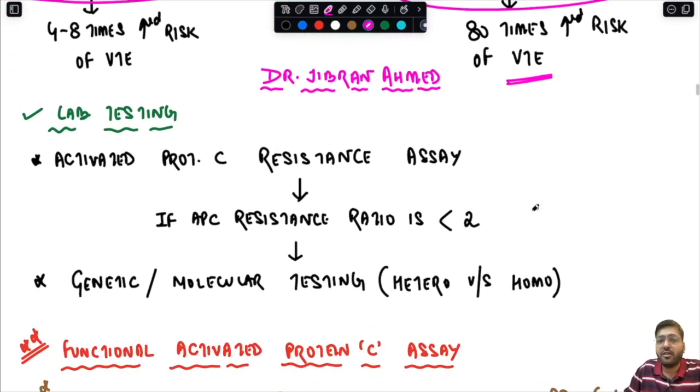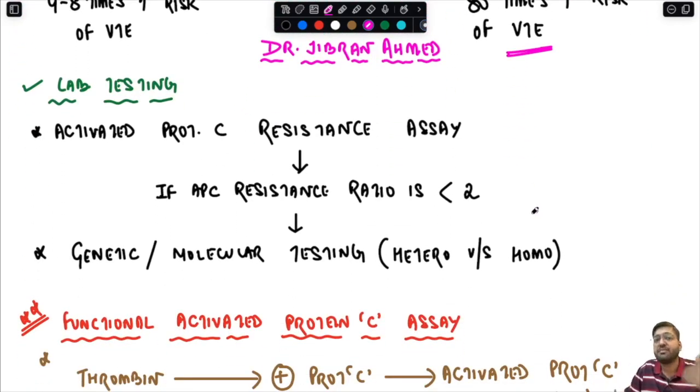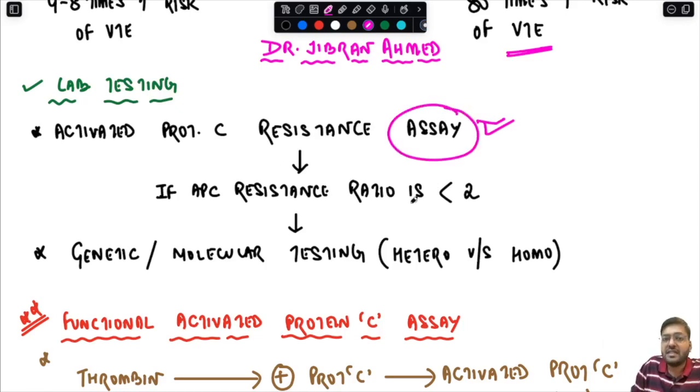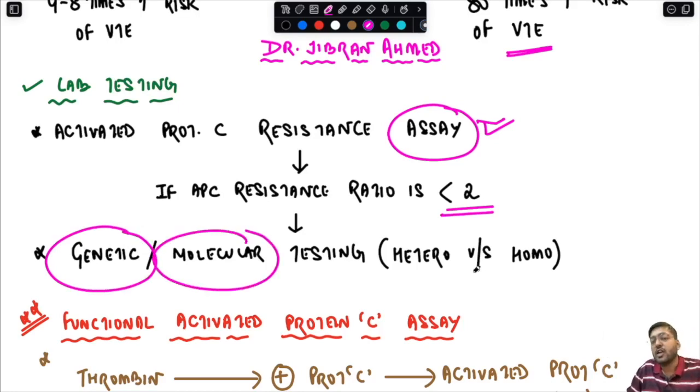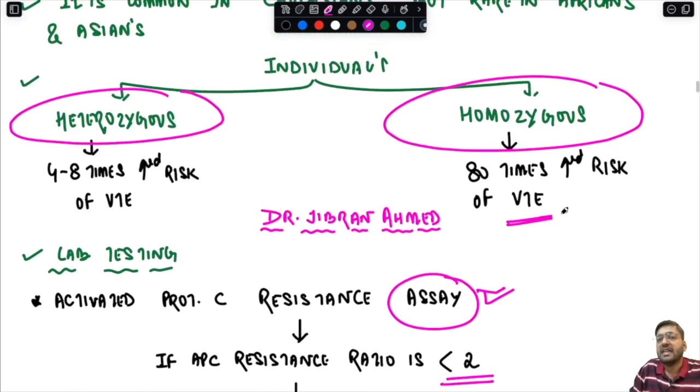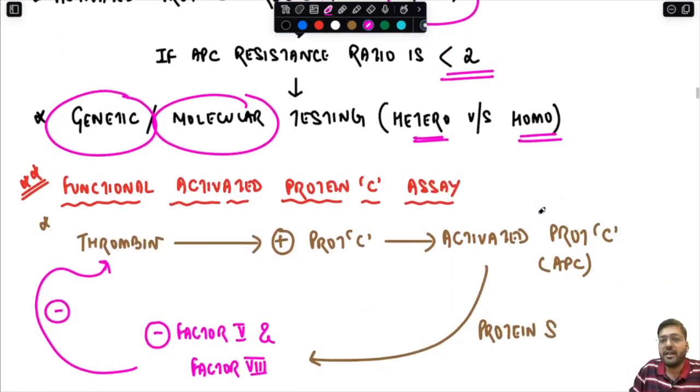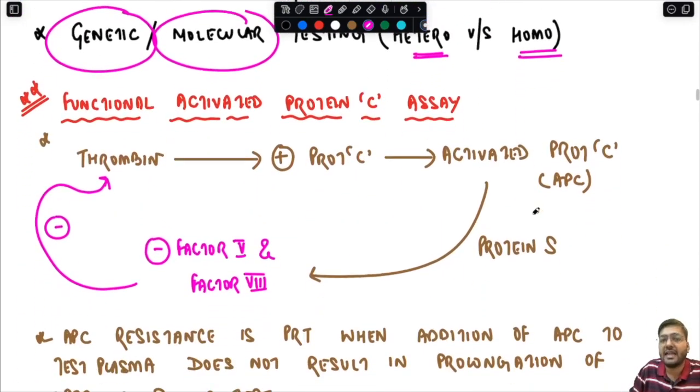Now, if you look at the laboratory testing, there are two important tests performed for the detection of this particular resistance. One is the activated protein C resistance assay. If this ratio is less than 2, then only you should go for a further confirmatory test, that is the genetic or molecular testing. It is done to differentiate whether the disorder is heterozygous or homozygous, because the clinical risk is different among heterozygous and homozygous individuals. So, this is the laboratory testing. The first important testing is the functional activated protein C assay.